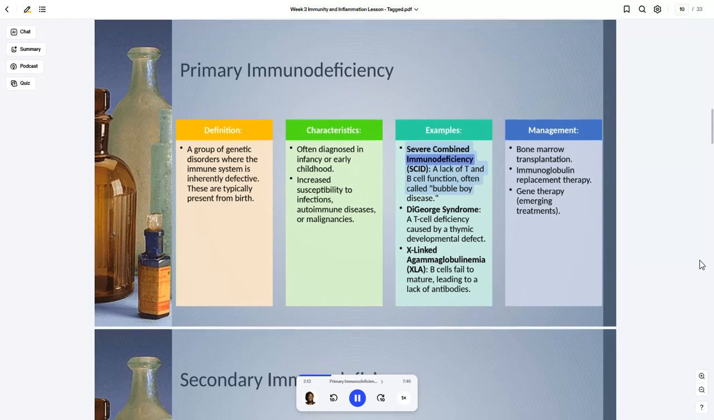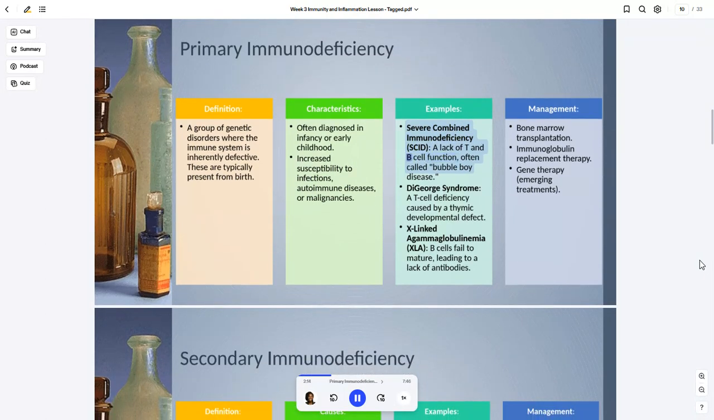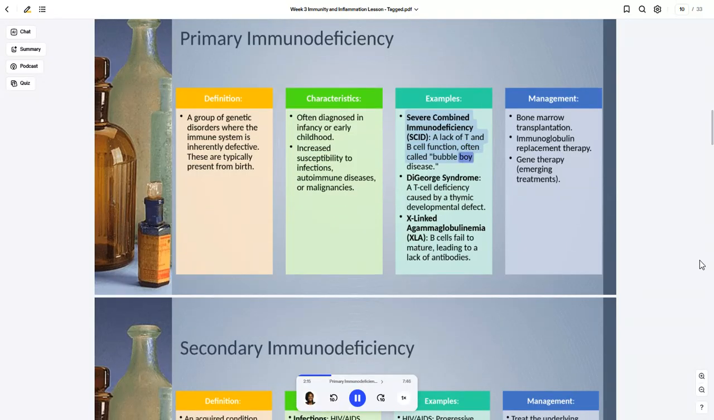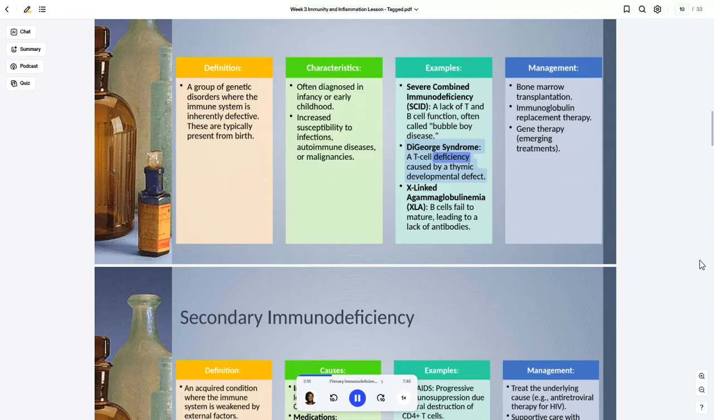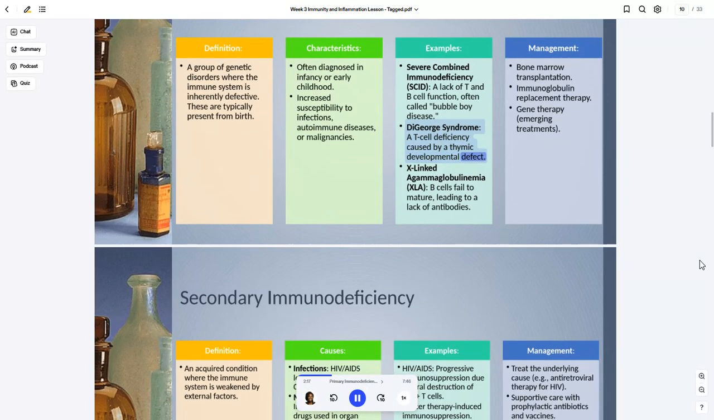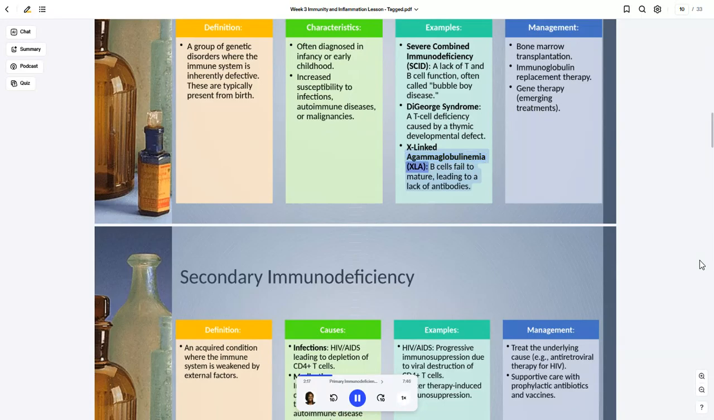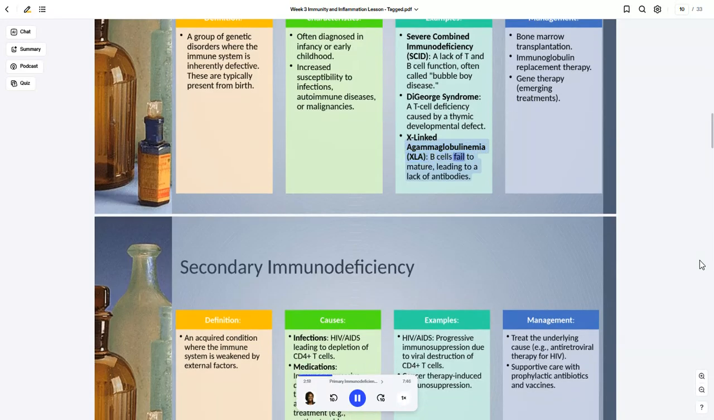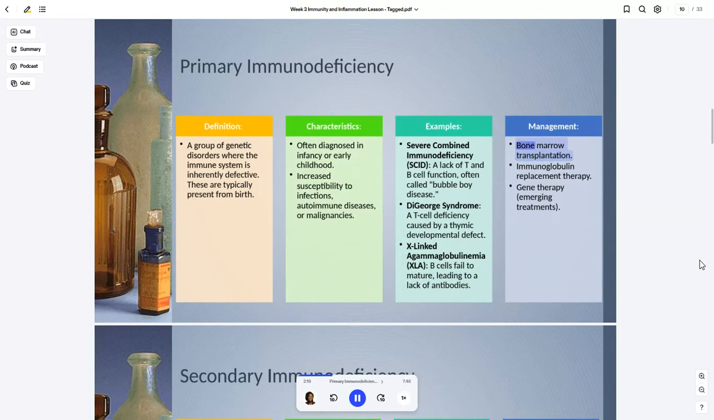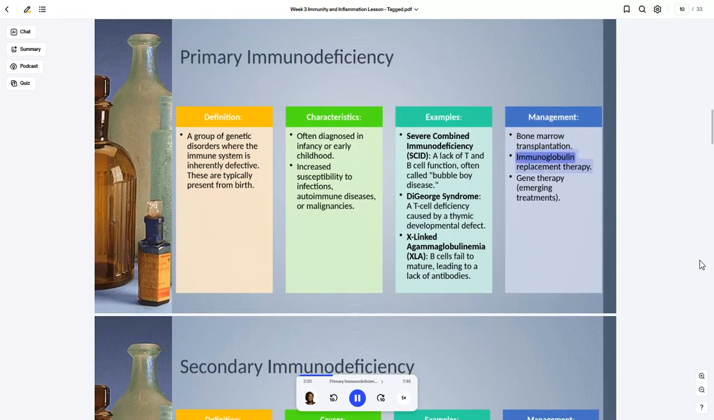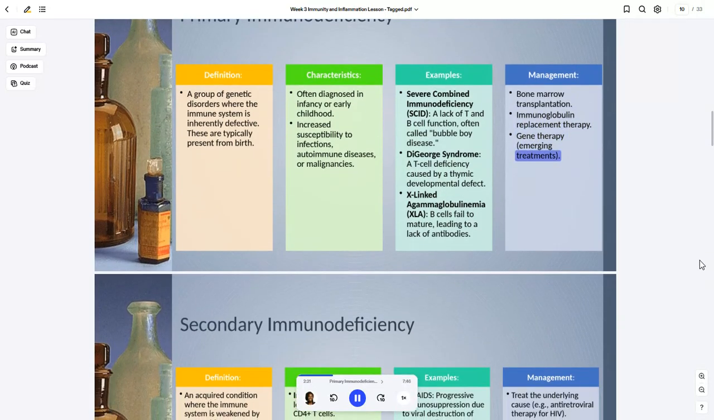Severe combined immunodeficiency (SCID), a lack of T and B cell function, often called bubble boy disease. DiGeorge syndrome, a T cell deficiency caused by a thymic developmental defect. X-linked agammaglobulinemia, XLA, B cells fail to mature, leading to a lack of antibodies. Management: bone marrow transplantation, immunoglobulin replacement therapy, and emerging gene therapy treatments.